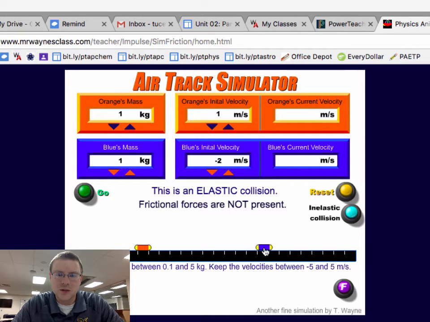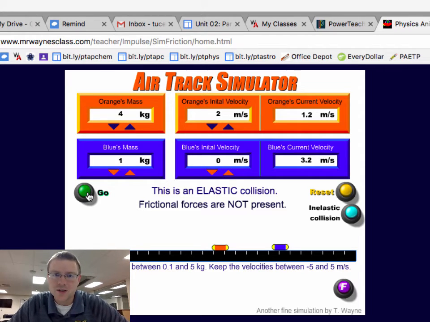But let's set up these two sliders here. Let's say the orange mass is 4, so it's much bigger than the blue cart, and it's moving with a velocity of, say, 2. So the initial momentum of the orange cart is around 8 kilogram meters per second, and for the blue cart, we're going to make it a mass of 1 and a velocity of 0. Let's let the collision happen. And there's the after part of the collision.